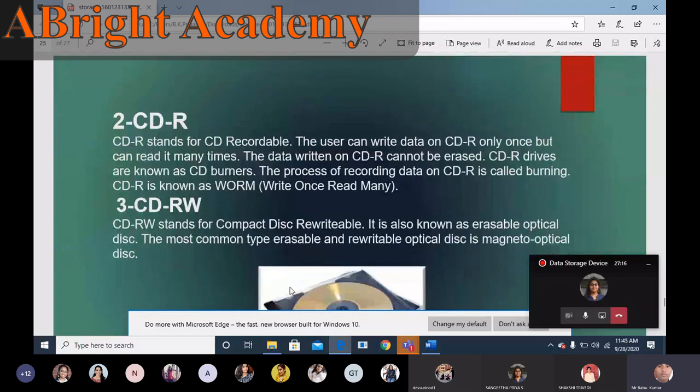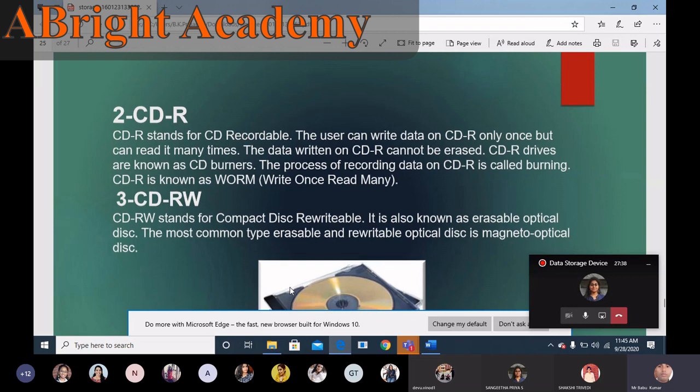Here are CD write and CD rewrite. CDR stands for CD recordable. The user can write data on a CDR only once but can read it many times. The data written on a CDR cannot be erased. CDR drives are known as CD burners. The process of recording data on a CDR is called burning. CDR is known as WORM: write once, read many.